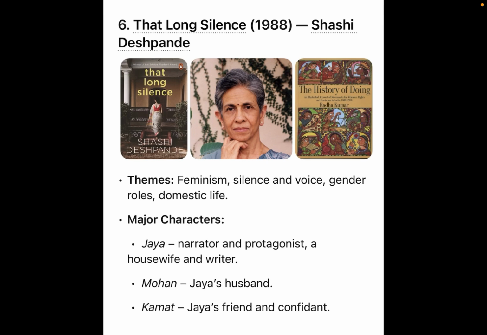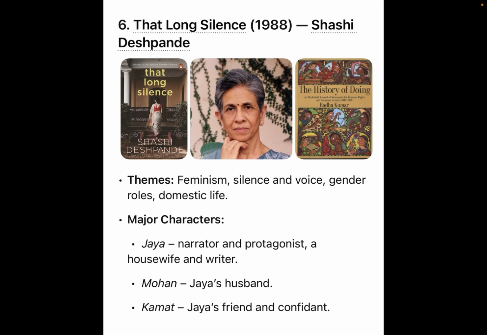So the next important work is That Long Silence. It was written by Shashi Deshpande. This work was published in the year 1988, and it has the theme of feminism. It talks about silence, and it talks about voice, it talks about gender roles and domestic life, right? So see, whenever you read the work of Shashi Deshpande, it usually has the element of feminism and of course the gender role, right? So in this novel we have our protagonist whose name happens to be Jaya.